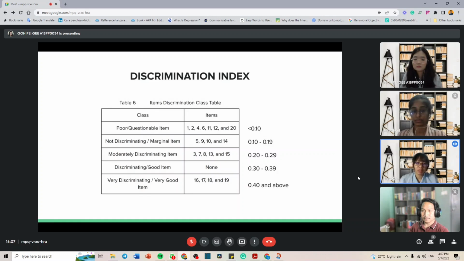Next is the not discriminating category, which 4 test items fall under, and the discrimination index is between 0.10 to 0.19. And next is moderately discriminating items, which 5 of them fall under, and all of their discrimination indexes are between 0.20 until 0.29. None of our test items fall under the discriminating category. And lastly, 4 of our test items fall under the very discriminating category, which all of their discrimination indexes are above 0.40. For the next part, we'll pass to our next member.